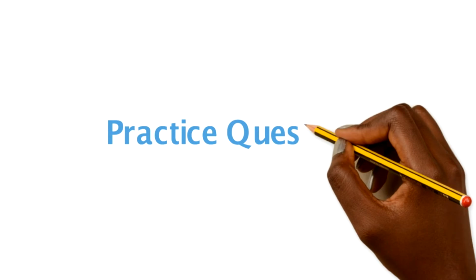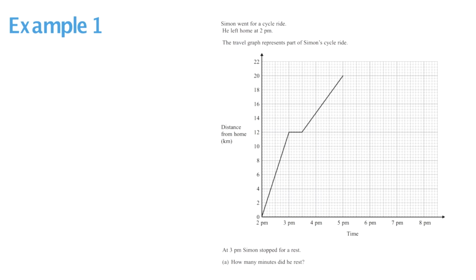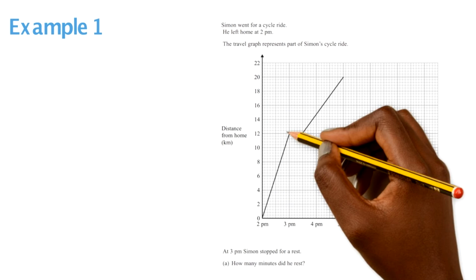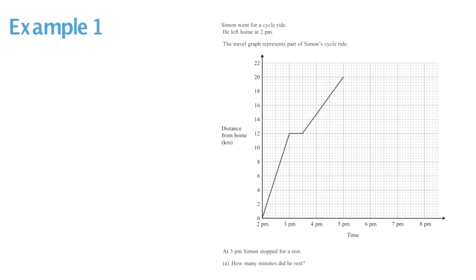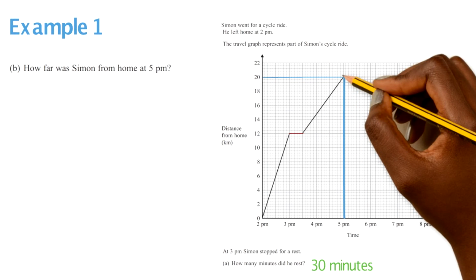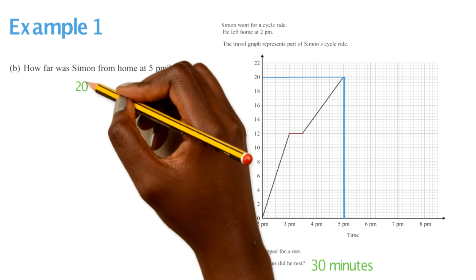So let's go into some practice questions. Example 1. So here is our question, and long story short, it says at 3 p.m. Simon is stopped for a rest, and how many minutes is he resting for on his cycle ride? So that's the red line highlighted, so he's rested for 30 minutes. So how far was Simon away from home at 5 p.m.? So you draw a line up from 5 p.m. and across, and that's going to tell you the distance, which is 20 kilometers.